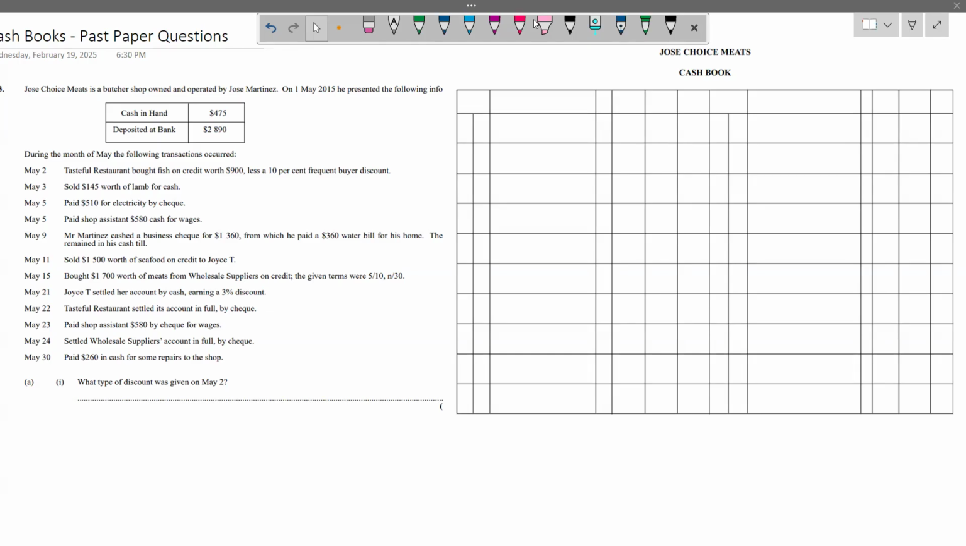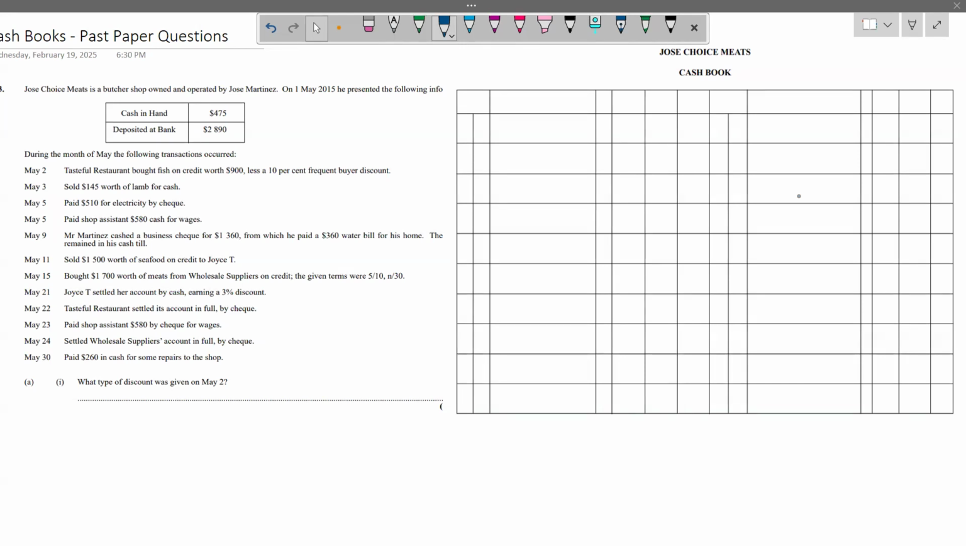All right, so we want to take a look at a cash book question. This is from a past paper, I think it's Jan 2016. So we'll get a bit familiar with recording entries in our cash book. This is for a 3-column cash book, right?